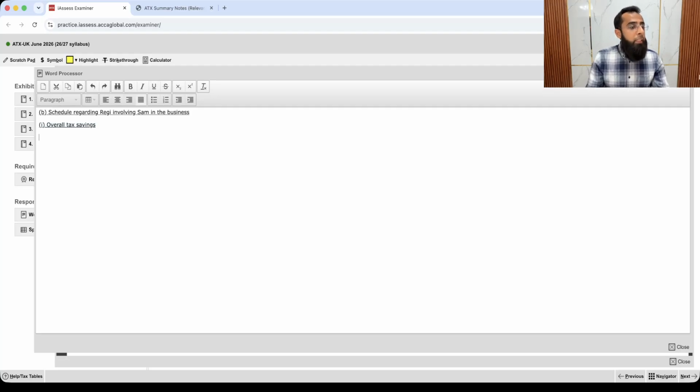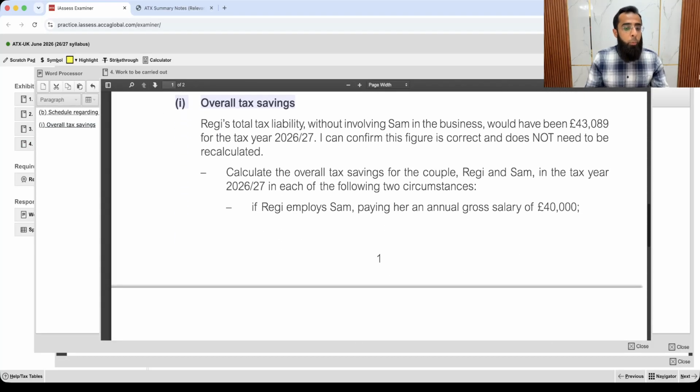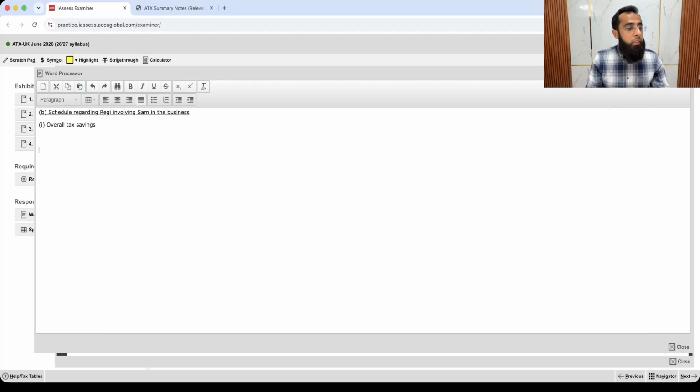In this part B1, situation number 1 is if Regi employs Sam. This is the first situation. Another situation is if we hire her as a partner. So I want you all to listen to me carefully. I have already told you that in the examination, there is a possibility that the copy-paste function is not working. If that happens, you don't have to worry. You have to be relaxed. In that case, you will simply type it. So if Regi employs Sam, what will be the overall reduction in the tax?